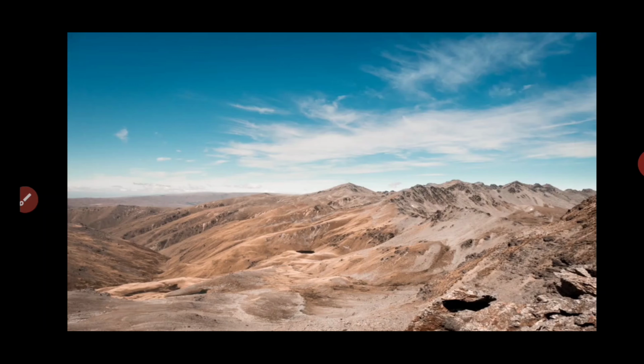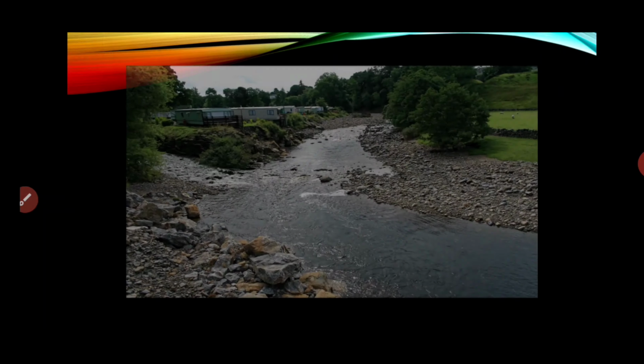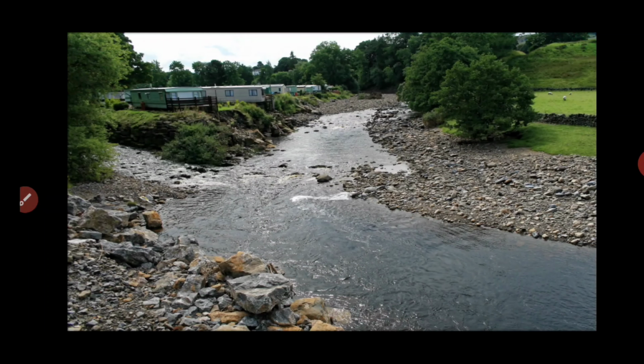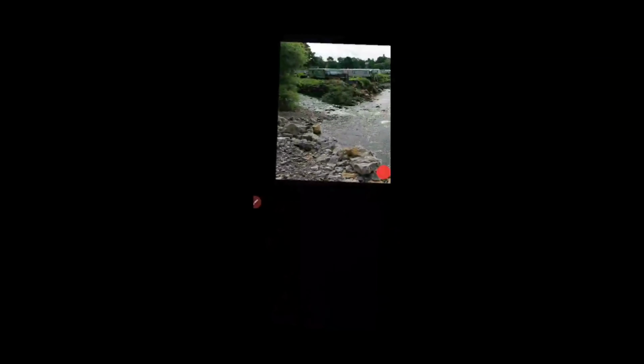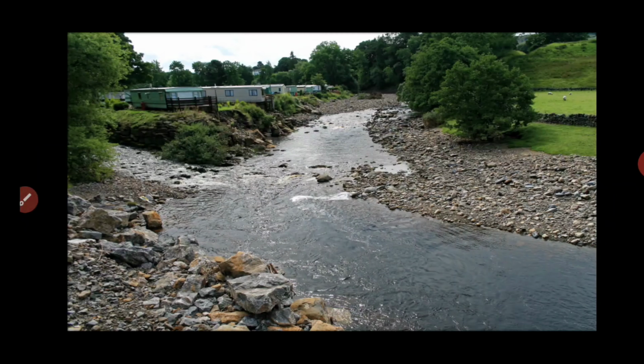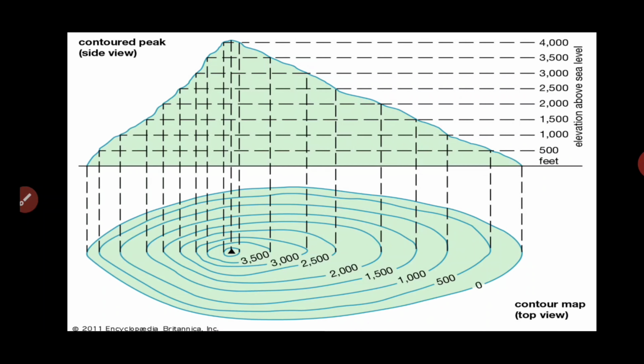Next one is river basins. Under this, many acres of land are also cultivated with the help of river basins. Next, you observe contour lines.